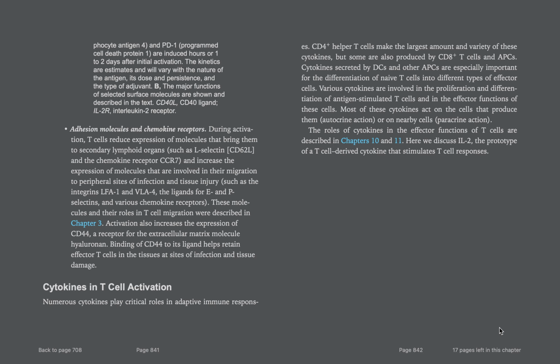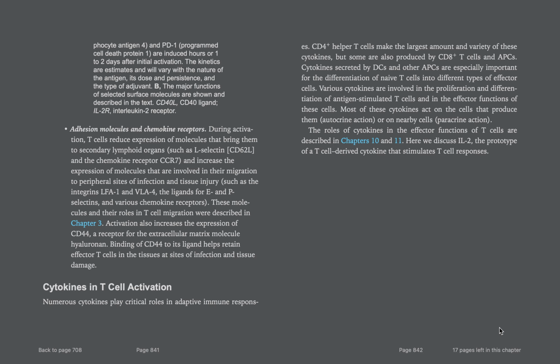Cytokines in T cell activation. Numerous cytokines play critical roles in the adaptive immune response. CD4 helper T cells make the largest amount and variety of these cytokines, but some are also produced by CD8 T cells and antigen presenting cells.